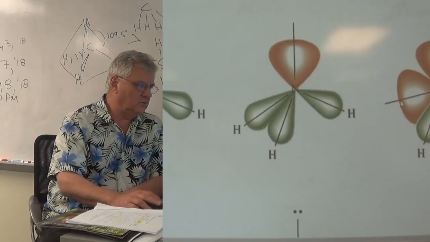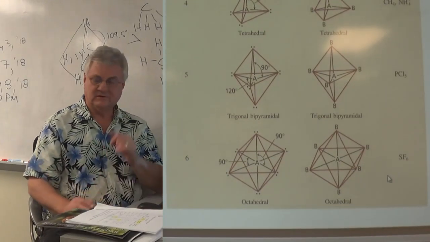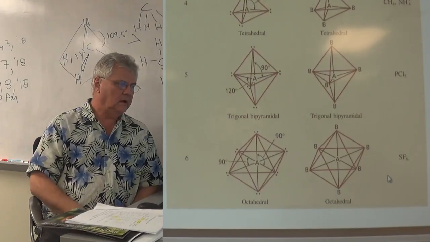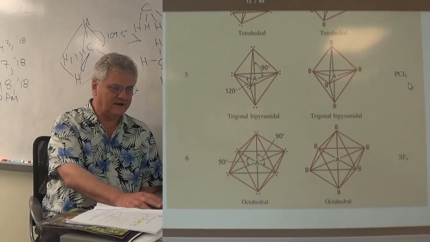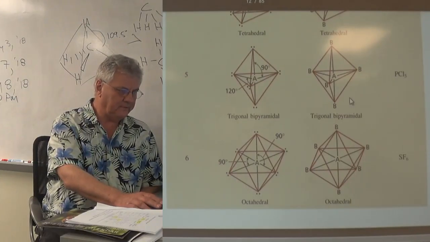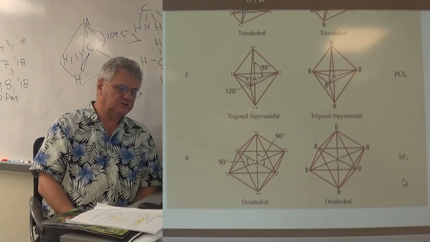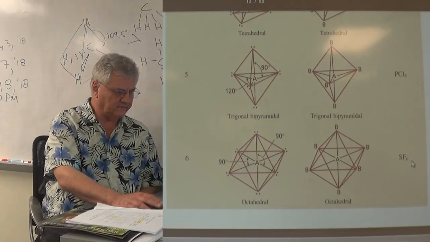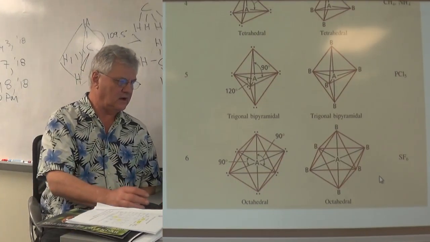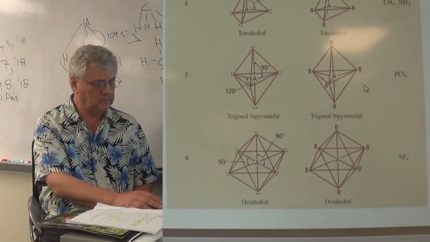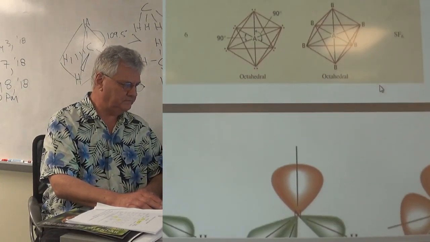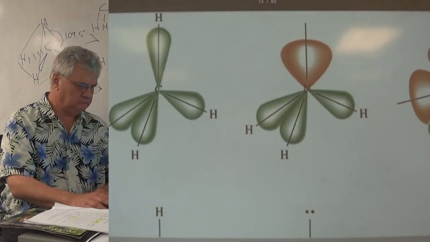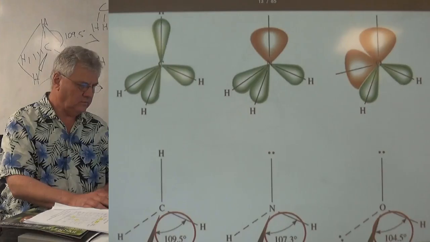Here's an exception to the octet rule involving phosphorus. Phosphorus and sulfur can expand their valence shell. Here is phosphorus pentachloride, and it's got a central phosphorus bonded to five chlorines. Its structure is trigonal bipyramidal. Sulfur can also expand its valence shell; instead of eight, it's going to have 12 electrons around it. Sulfur hexafluoride has an octahedral structure. Now, I'm probably going to print this out and give you a copy, and it'll be on the exam. Well, now, what about if you have non-bonded pairs? What happens then?